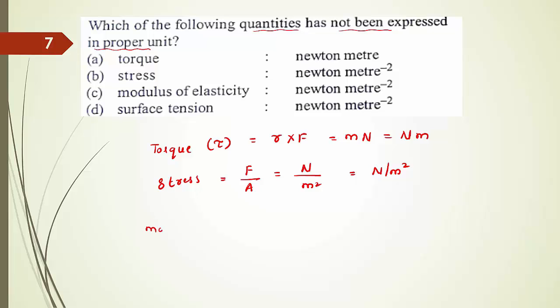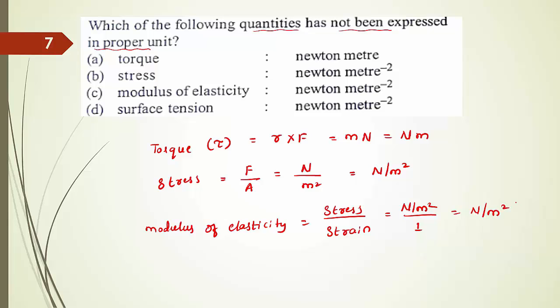Then the third option, modulus of elasticity. Modulus of elasticity is given by the equation stress over strain. The stress unit is Newton per meter square, divided by strain. Strain indicates the increase in length to the original length, or change in configuration to the original configuration. They will get cancelled. It has no unit, so we can write 1. So finally the unit becomes Newton per meter square. This is the SI unit of modulus of elasticity.